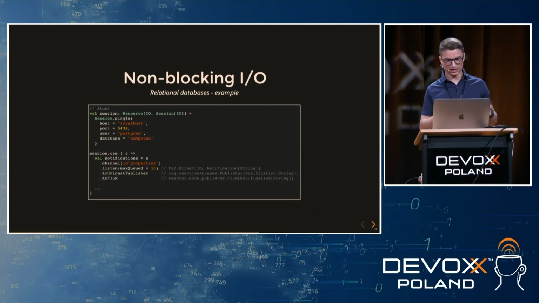In the end, I have a flux of notifications, which means that I have a possibly infinite stream of data that will be pushed by the database itself in the direction of the application. And in the process of waiting for the data, we will be 100% non-blocking and reactive. No JVM thread will be blocked in the process.